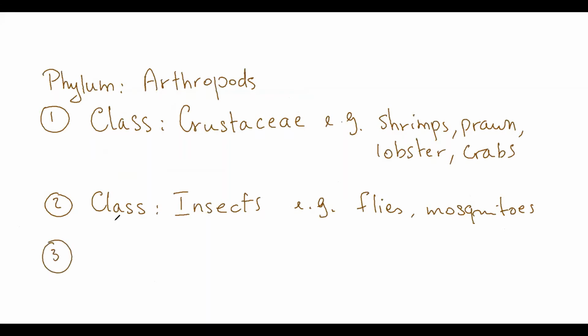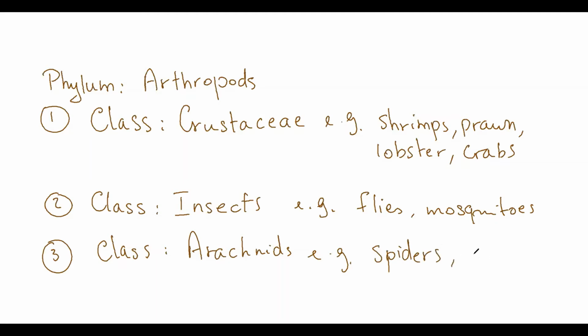Okay. Number 3. Class arachnids. And the examples here are spiders and, for example, scorpions. And there are others like mites, ticks. They are land-dwelling organisms. It means that they live on land and they have 4 pairs of jointed limbs.